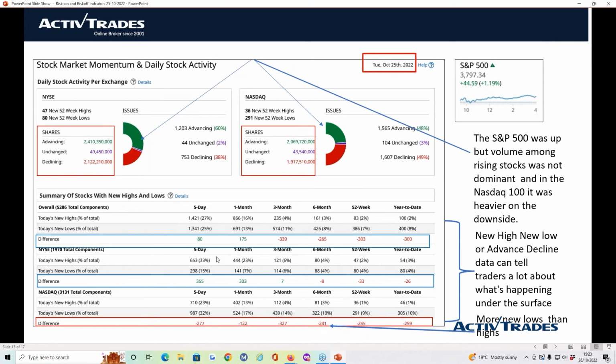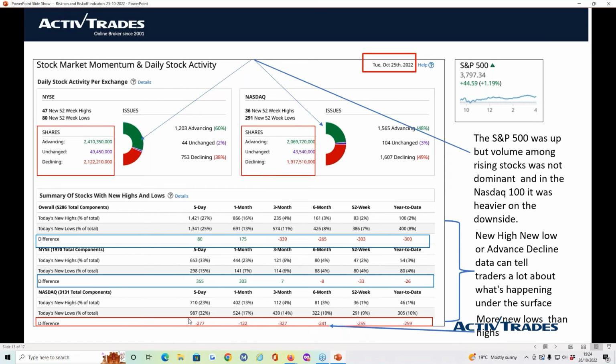Now, if we break that down, we can have a look at where those new highs and new lows were posted. There were more new highs in the New York Stock Exchange, 355 new highs in the 5-day period on Monday, and 303 over 1 month. Then, as we saw in the combined stats, that falls away, and anything over 3 months, there were no new highs. Simple as that.